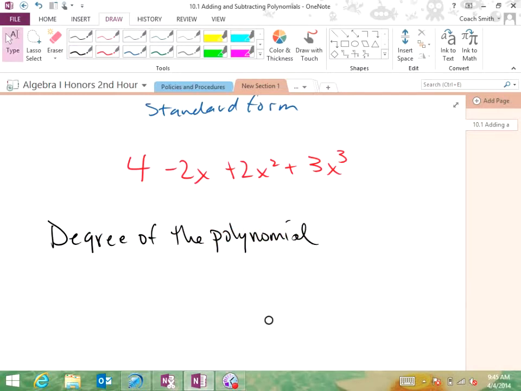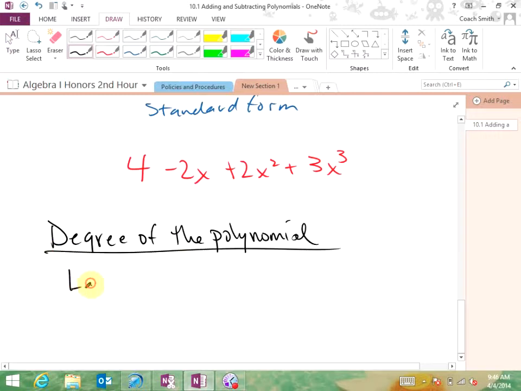Next thing we need to talk about is the degree of the polynomial. The degree of the polynomial is the largest degree of the terms. The degree of the polynomial is the largest degree of the terms.